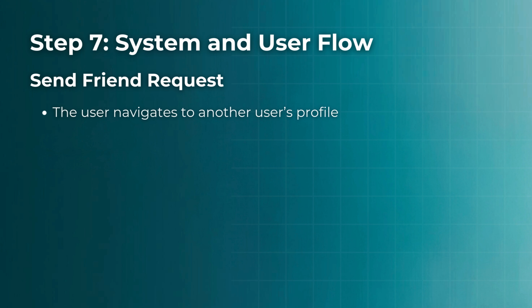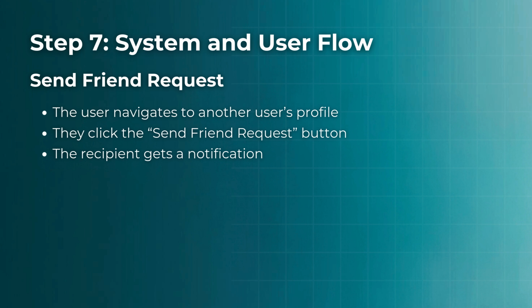First, the user navigates to another user's profile. Maybe they're checking out a friend or someone they just met. When they're ready, they click the Send Friend Request button. The recipient gets a notification letting them know someone wants to connect.